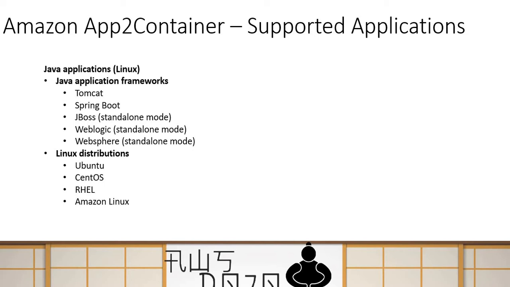What are the supported applications? As this service is new, the supportability right now is limited to two types of application only, but I'm sure it's going to change and expand in the coming days, weeks and months. One type it supports is Java applications running on Linux. A Java application could be running on Spring Boot or Tomcat, or web servers like JBoss, WebLogic, or WebSphere. And the Linux distributions it supports are all the typical ones, from Amazon Linux to Ubuntu to CentOS to Red Hat Linux.